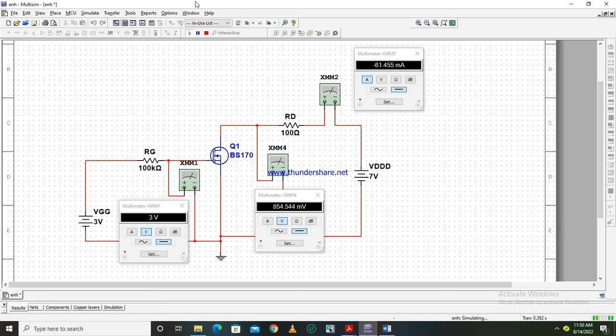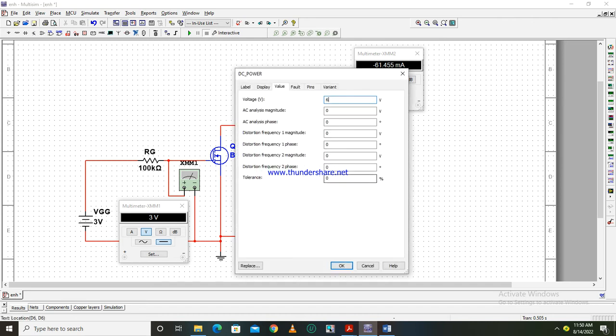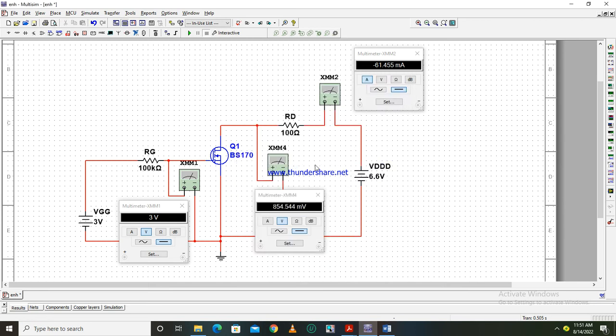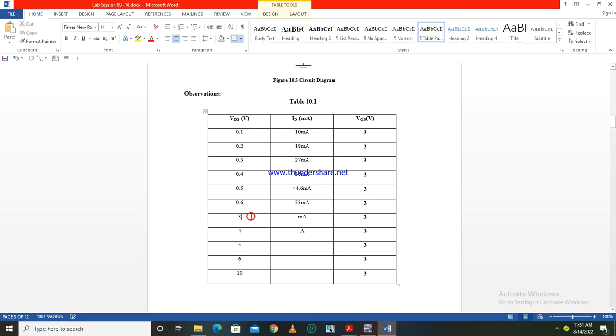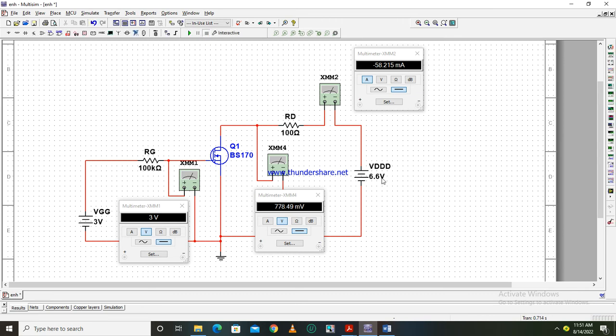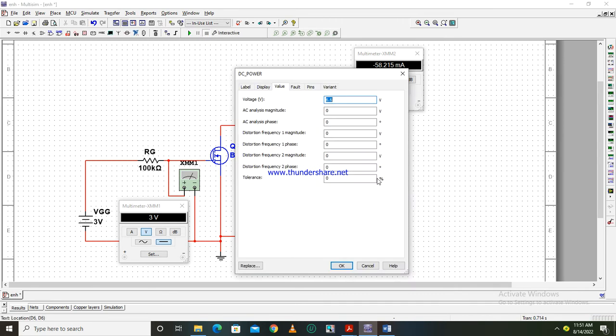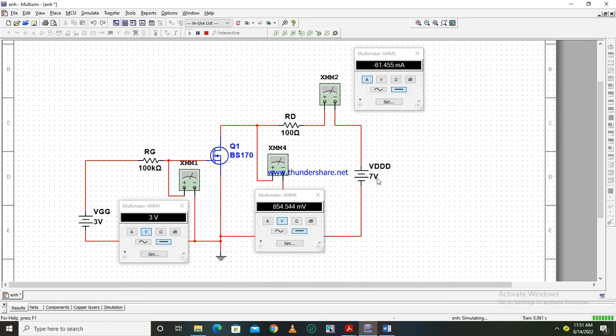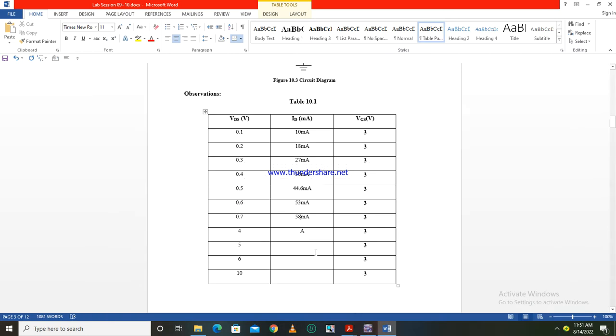At 0.8 the current is 61. Instead of 0.6, I'm going to put something like 0.66, F5, and you can see that at 0.7 the current is 58 milliampere. This is 0.77, it should be approximately 0.7, but it's fine. At 0.8 the current is 61 milliampere. It's going to get constant now.